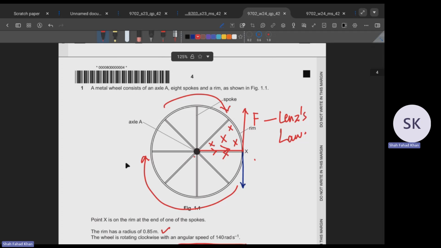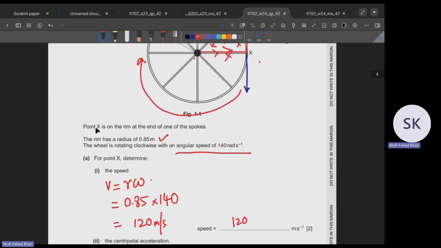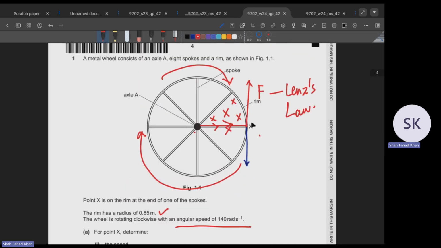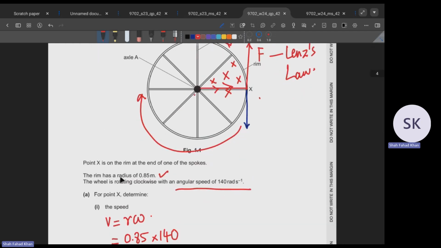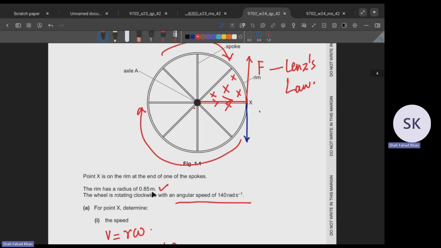Okay, so question number 1 says a metal wheel consists of an axle A, 8 spokes and a rim as shown over here. These are the spokes. This is a rim. This is an axle. Point X is on the rim at the end of one of the spokes. This is the point X that they are talking about. The rim has a radius of 0.85 meters. So the radius, meaning the length of each spoke, is 0.85 meters.